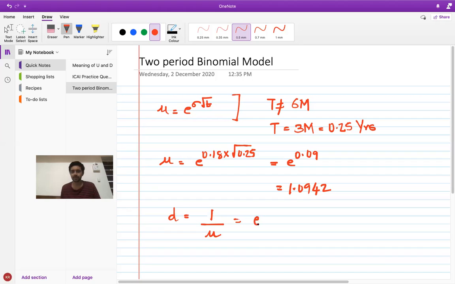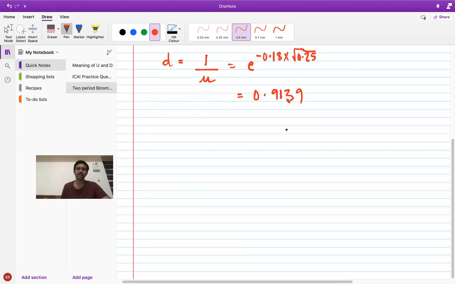It is e power minus 0.18 into square root of 0.25, which is equal to 0.9139. The reason why I didn't do 1 by u is because 1.0942 is already a rounded number, so there would again be a rounding difference, which I didn't want to have. So that is the reason I did not use 1 by u as a formula. I've used e power minus 0.18 into square root of 0.25. So we have calculated the values of u and d.